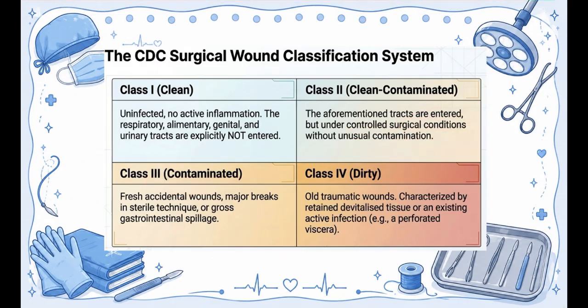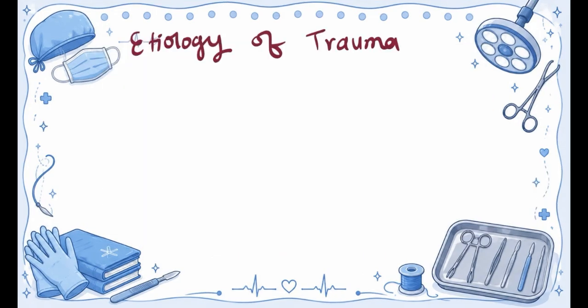A Class 3 contaminated wound is usually an accidental injury. It might also involve a major break in sterile technique during surgery. At the most severe end is a Class 4 dirty wound. This is typically an old trauma. It usually contains dead tissue or an active, dangerous infection.